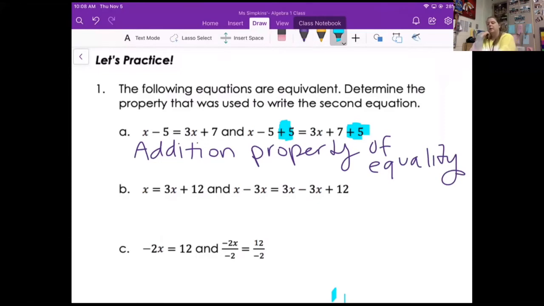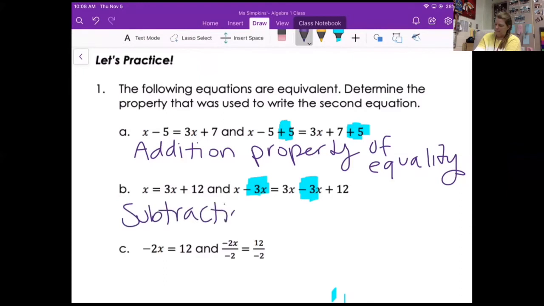So look at the second one. What changed that first equation into the second one? What happened on both sides of that equal sign? Yeah, Brianna. Subtraction. Okay, what did they subtract? 3x, yeah. You'll see that there's a minus 3x now on both sides of that equal sign. So we're going to call that the subtraction property of equality.